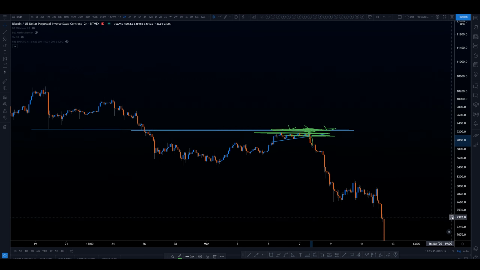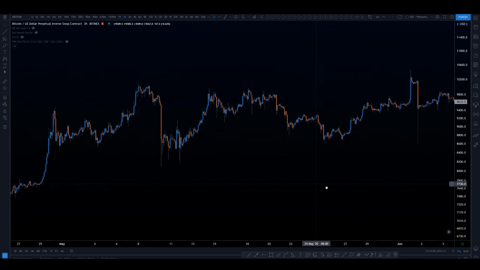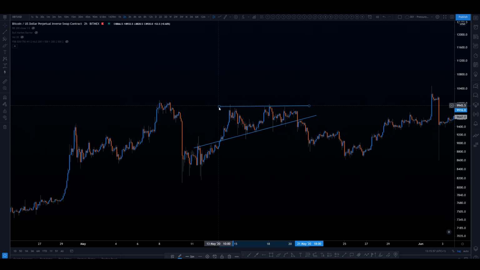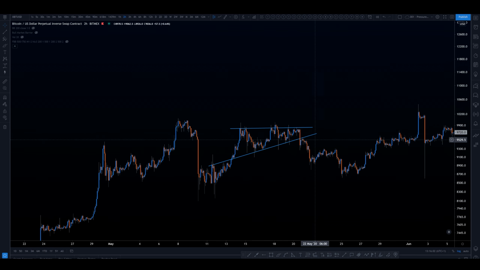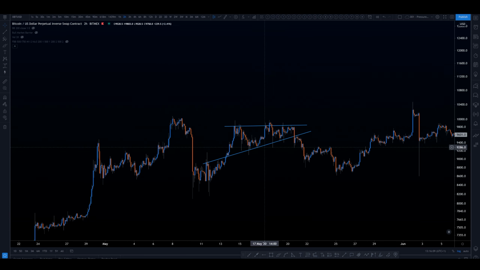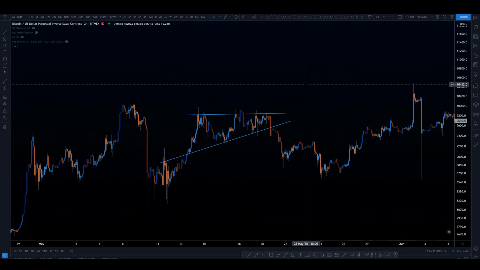So if you look at, for example, this one, I mean, there are multiple ways how to draw these things, but as you can see, there is a very clear and easy and straightforward way how to interpret these patterns.